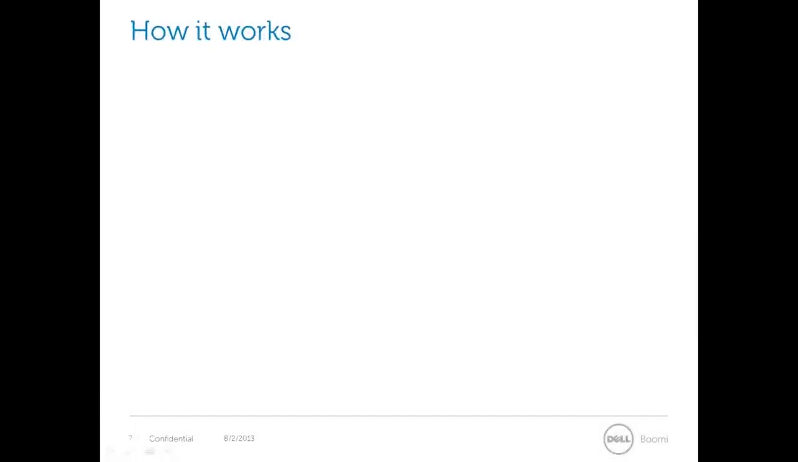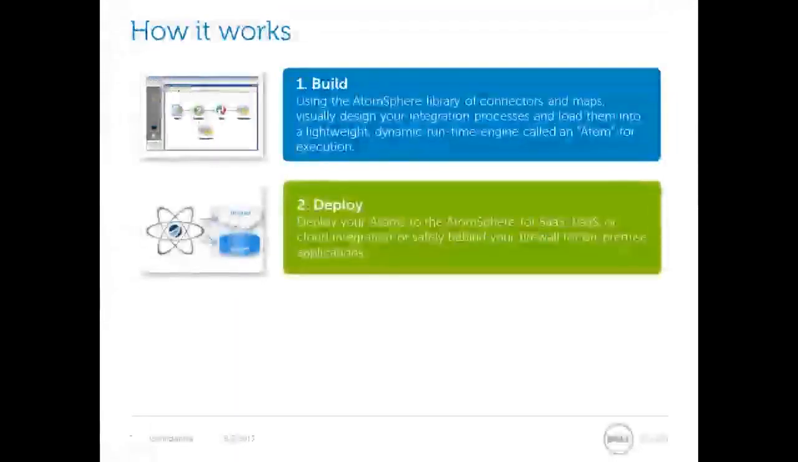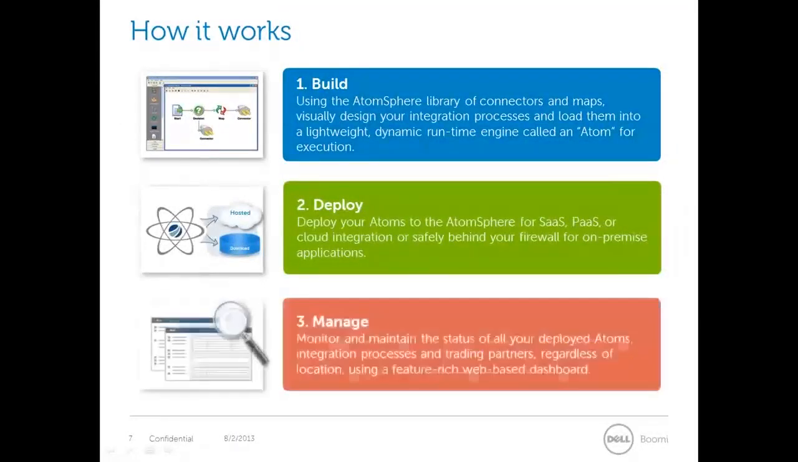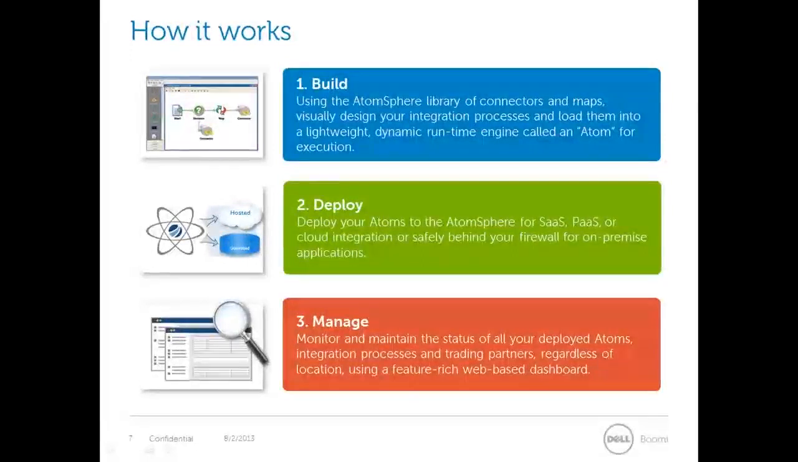So the concept of AtomSphere is very simple. First, you build a process using our cloud-based platform. You then deploy this process to an Atom that allows it to execute. We also allow you to manage your process in our tool from any PC with internet access. This allows users to make changes no matter what happens on their system's back end.